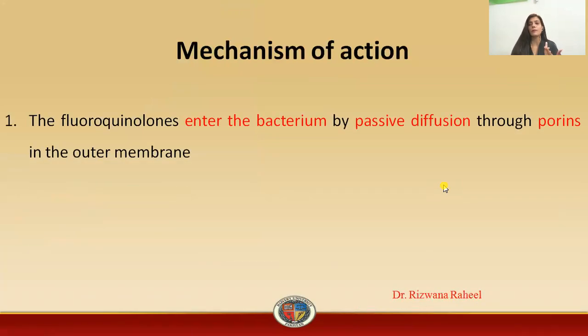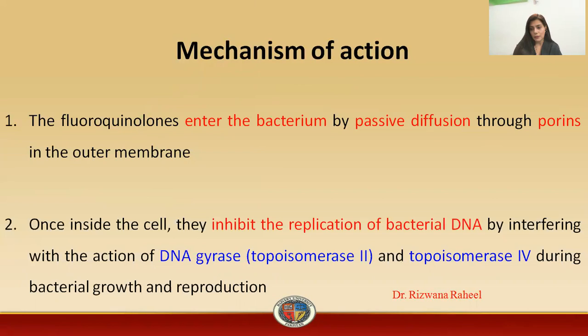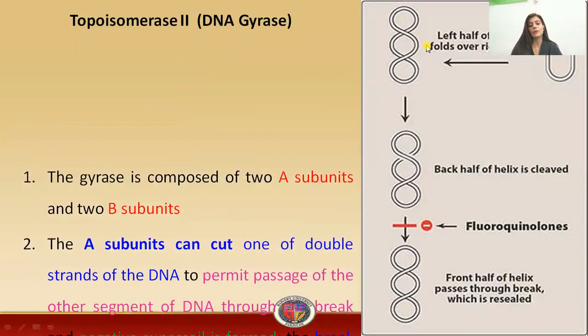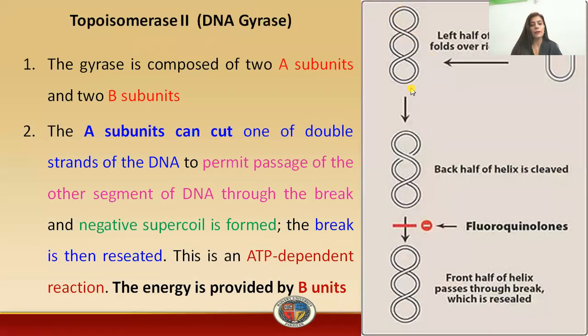Now, coming towards the mode of action of the fluoroquinolones in detail, they will enter into the bacteria by passive diffusion through the pores, without utilization of energy. Within the bacteria, they will target different enzymes. The first one is the DNA gyrase, also known as topoisomerase 2, and the second one is topoisomerase 4.